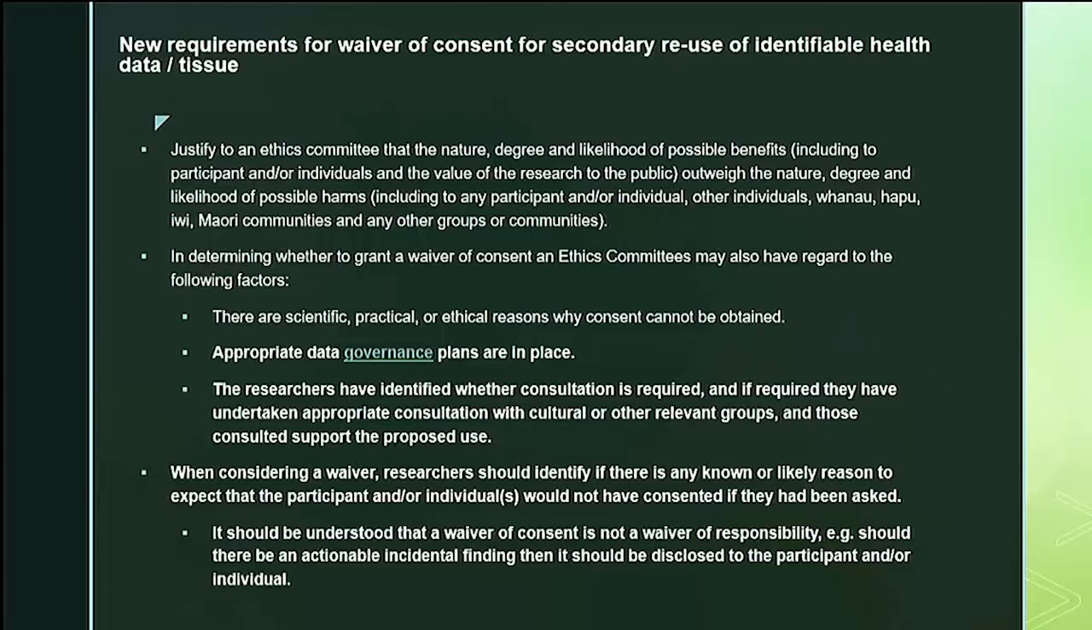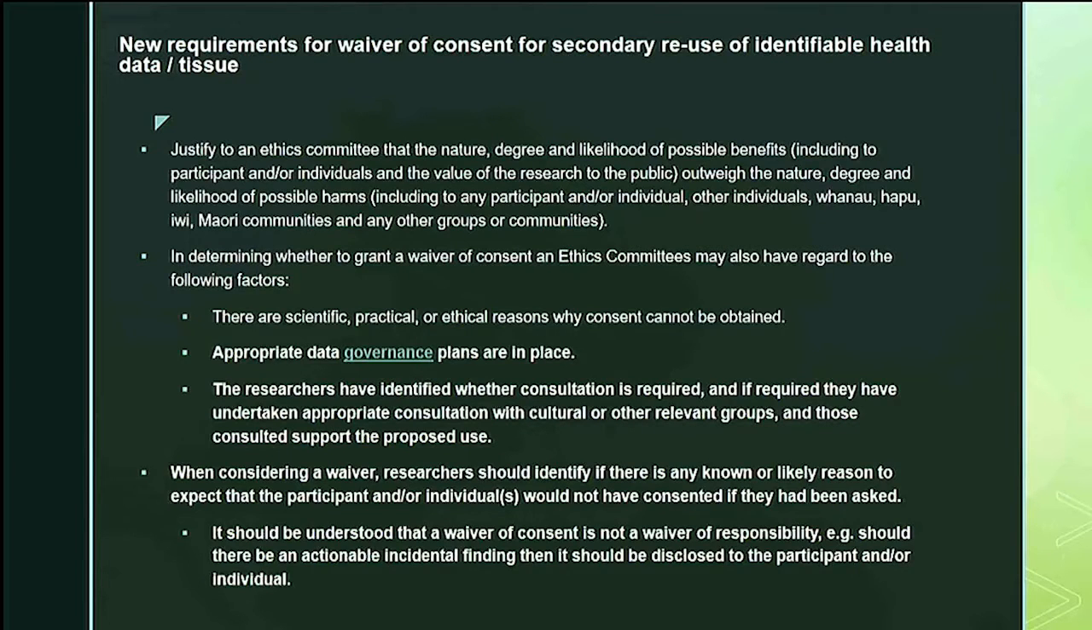So, for example, this is the new waiver requirement for both human tissue and data. So it's always been the case that you had to justify to an ethics committee that the nature, degree, and likelihood of possible benefits, including to the participant or individuals, and the value of the research to the public, outweigh the nature, degree, and likelihood of possible harms, including to the participant, individual, other individuals, whānau, hapū, iwi, Māori communities, and any other groups or communities. So that's a weighing exercise for the ethics committee.